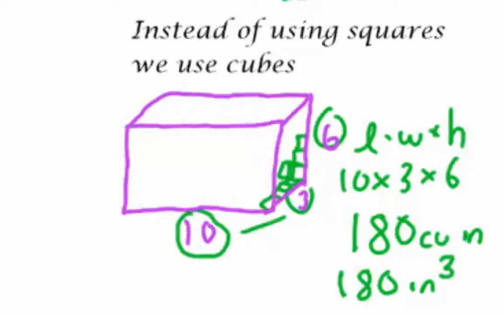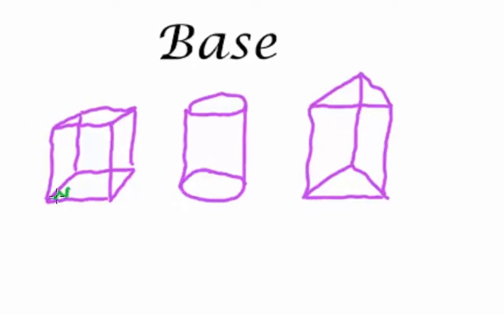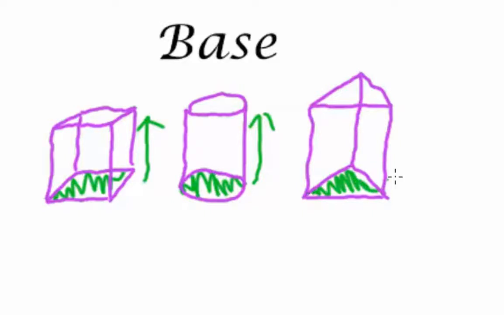Now, even though length times width times height works for this, let's think about the idea of base and how it will work for all prisms. These three prisms all have a different base. This prism has a rectangular base and a height that goes up to meet another one. Even though a cylinder is not a prism, it still has a circular base that has a height to go meet another circular base. This triangular prism has a triangular base with its height to meet another triangular base.